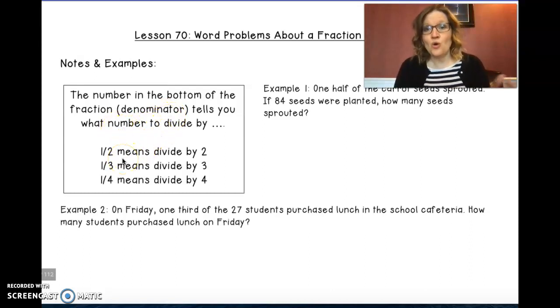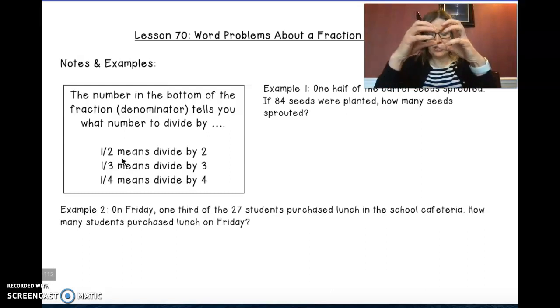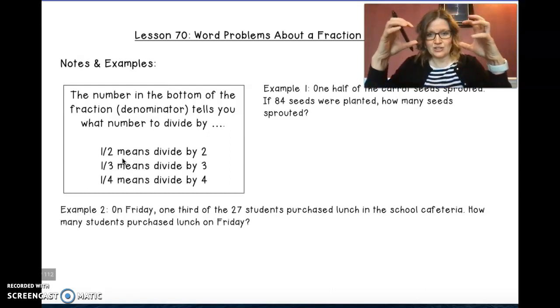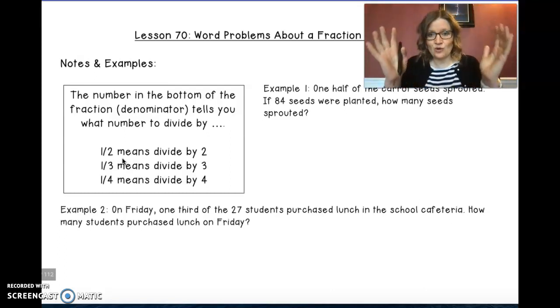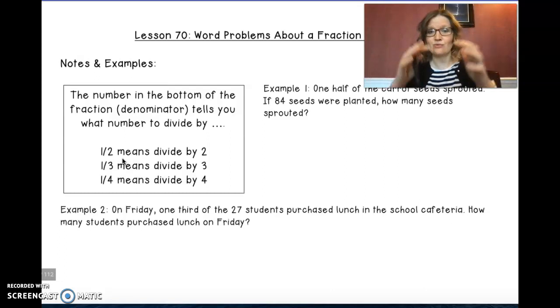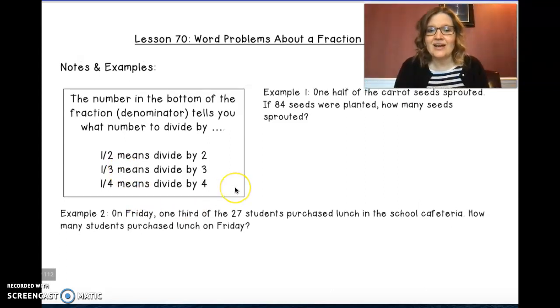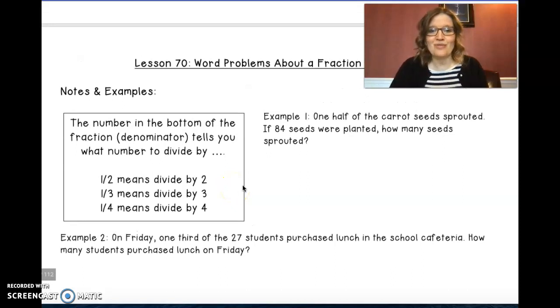So when you see 1/2, it means that you're taking one group and dividing it into two parts. If you see 1/3, then we divide it into three parts, and 1/4 means that you divide it by 4, and that breaks that whole thing up into 4 pieces or 4 parts. So let's begin on how to go about this.